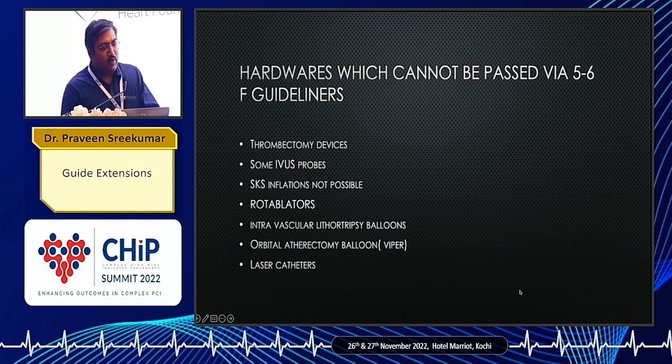And which cannot be passed are routine thrombectomy devices. But the thing is, the guide extension by itself can be used as a thrombosuction device and in association with a balloon. And some IVUS probes cannot be used. And SKS inflation is not possible. Rotablators are not possible. Intravascular lithotripsy balloons are generally not possible to pass through the smaller 5-in-6 GuideLiner. It can go through bigger GuideLiners. And the same applies to orbital atherectomy balloons and laser catheters.